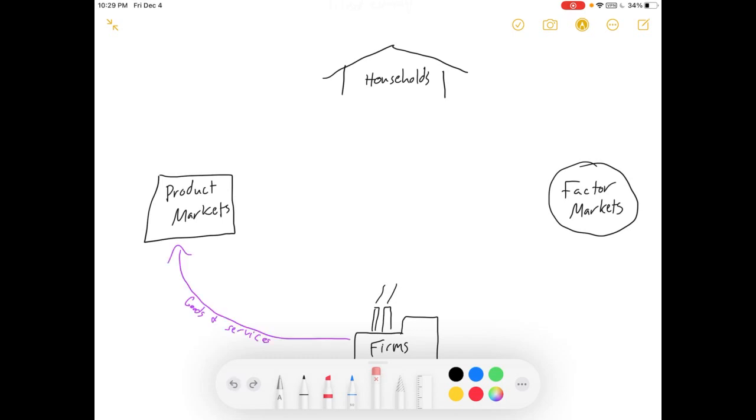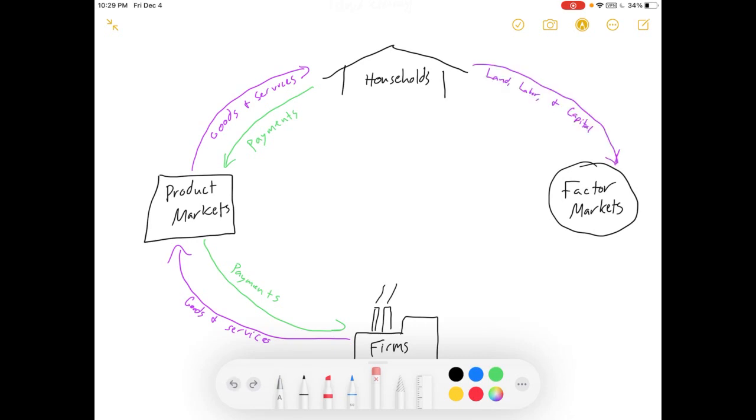And the way it works is that firms supply goods and services in product markets, which make their way over to the households. And in return, households make payments, money, going from the households through the product markets to the firms. On the other side with the factor markets, households supply land, labor, and capital to the factor markets, which makes its way over to the firms. And in return, firms will pay rent, wages, and profit, which eventually makes its way through the factor markets back to the people who supplied it to begin with.